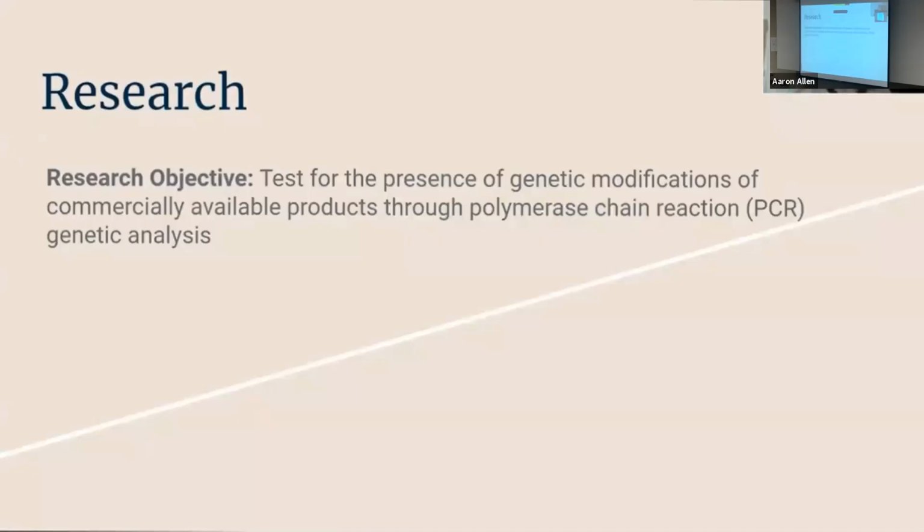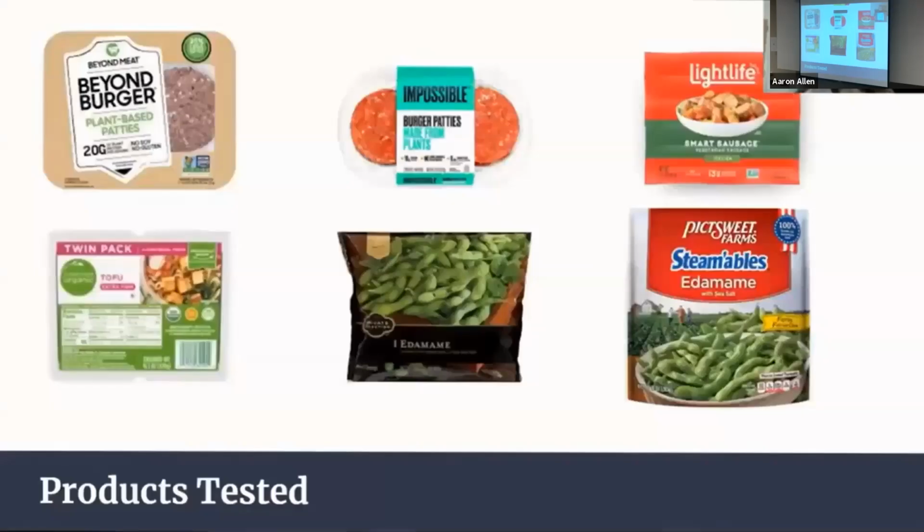So my research was based upon some of the tests that the Non-GMO Project would do to ensure that something does or does not have genetic modifications. My research objective was to test for the presence of genetic modifications in commercially available products through polymerase chain reaction genetic analysis. These are the products I tested.